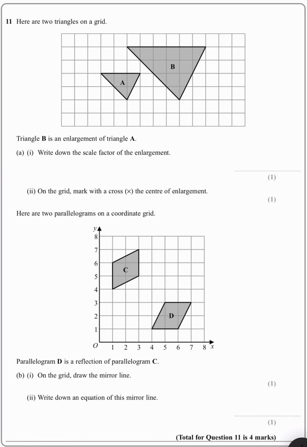Hey everyone, in this video I'll be answering the first page of the iGCSE Pearson Edexcel Maths Paper 1 of November 2022, which consists of question 11.